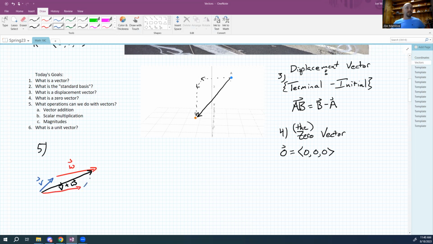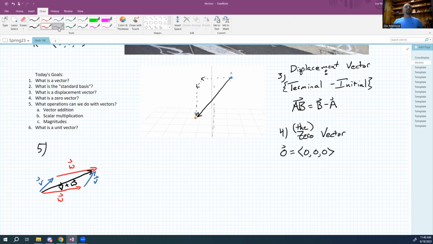I hope you guys see that I could rearrange this picture into doing v second and w first. So I'm just laying vectors tip to tail to figure out what the result is. You can do this with as many vectors as you want. This is the kind of pictorial vector addition.